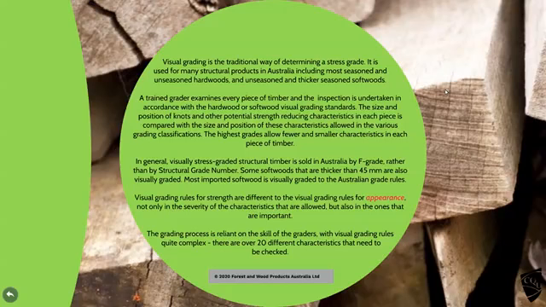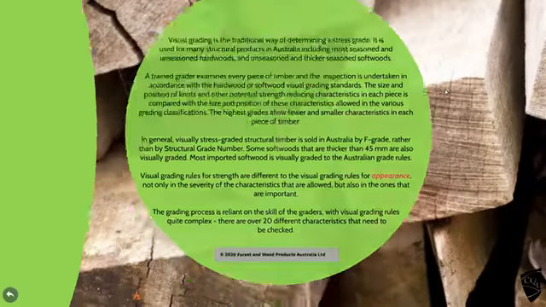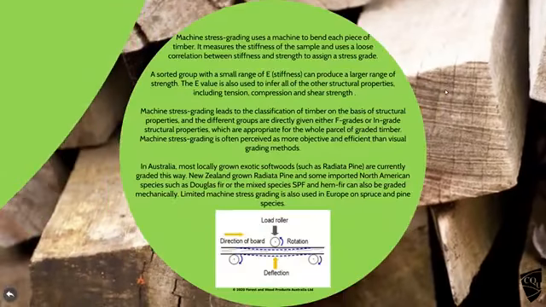Visual grading rules for strength are different from those assessments for appearance, and they vary between soft and hardwood as well. And the grading process is reliant on skill and experience, and the actual rules themselves are very complex, and they're looking for 20 different characteristics. So you can imagine it's quite a difficult thing to do. They are paid fairly well, I believe.